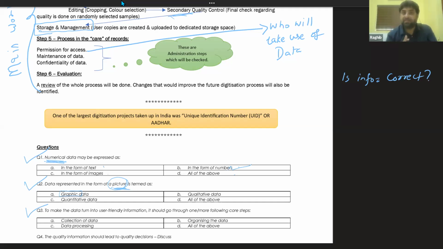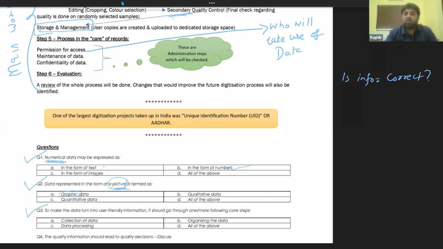Now, remember, step 6 evaluation is of our own activity. It is not the evaluation of the data. Evaluation of the data is already done in the first quality control and second quality control. This evaluation is about us. If any employee was involved and made a mistake, we need to correct that employee. So this is evaluation of self. Okay, so that is step number 6.